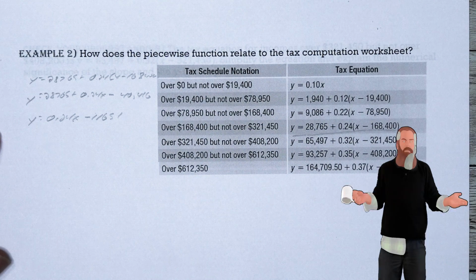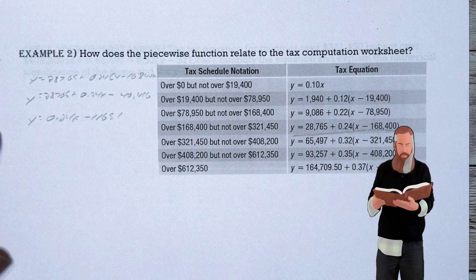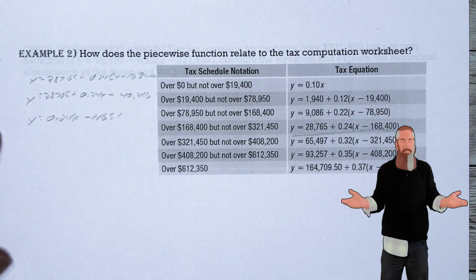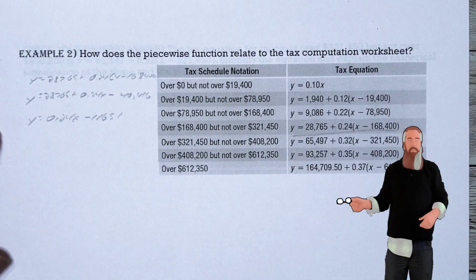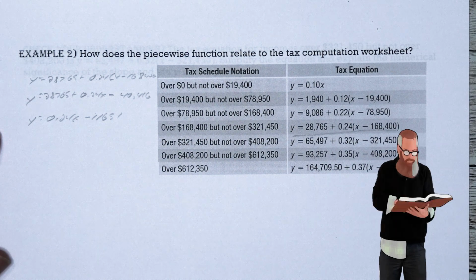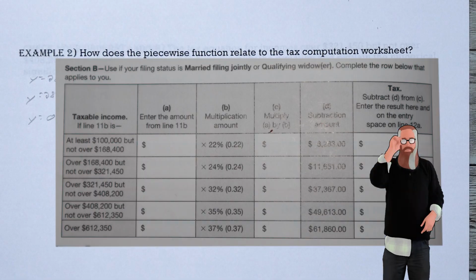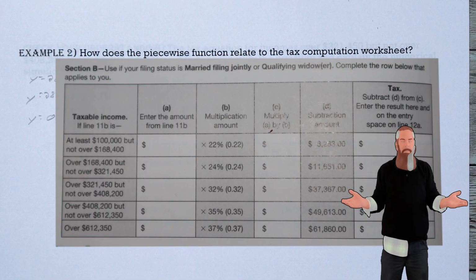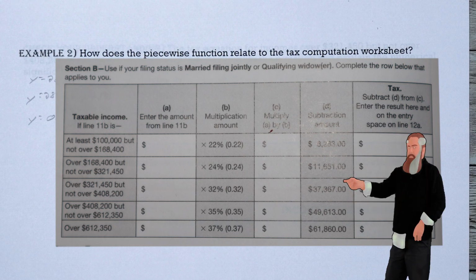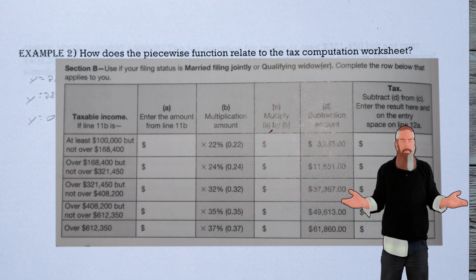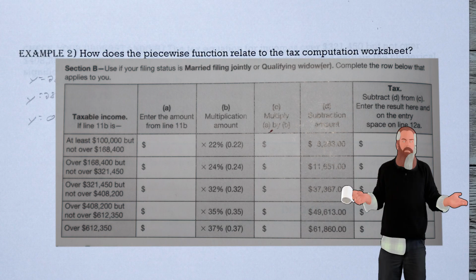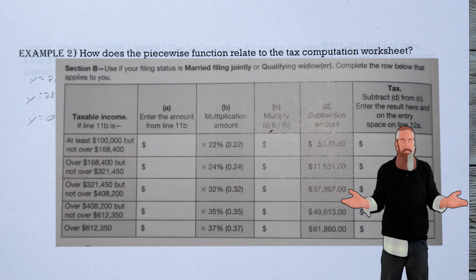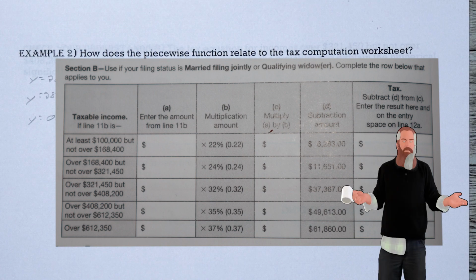Recall the slope-intercept form of a linear equation is y equals mx plus b, where m represents the slope and b represents the y-intercept. The slope of this tax equation is 0.24, and the y-intercept is negative 11,651. Return to the second line of the worksheet. For income that is at least $168,400, but not over $321,450, you are instructed to compute 24% of the taxable income and then subtract 11,651 from it to compute the taxes.